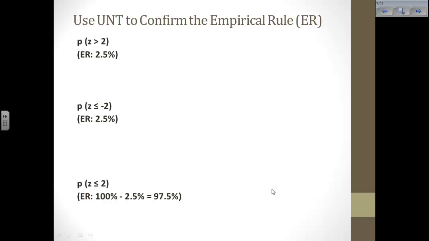So first, let's start off by using the unit normal table to confirm the empirical rule. So I'm going to always start by drawing out what I'm looking for, because that helps you determine if you're wanting to look in a body or a tail or the mean to z. So this first one, the proportion of scores with a z-score greater than 2, or the probability of selecting a score with a z-score greater than 2. So that would look like this.